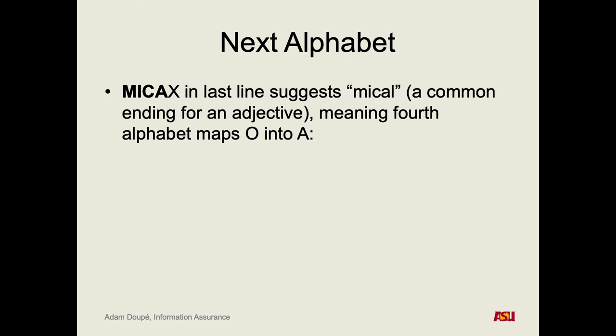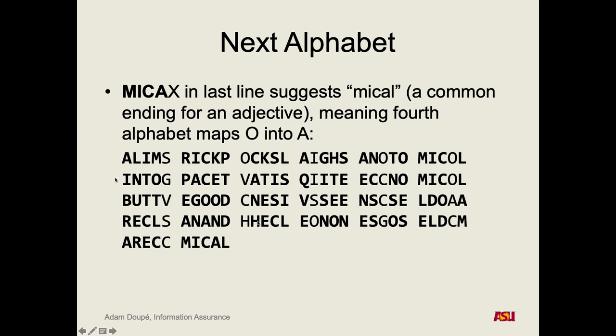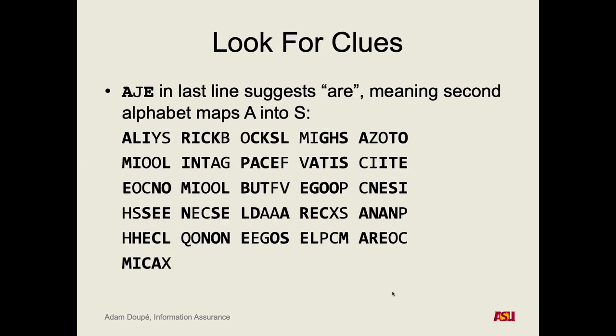If you're really big on English, you could do something like this and figure out that the last line suggests "mical", a common ending for an adjective. So that would shift the fourth alphabet. At this point we could brute force the last alphabet. What happened to our D's? Did our D's appear? Oh, the rows. Okay, that's why I was going crazy. Good showed up, and our good buddy "and" showed up.